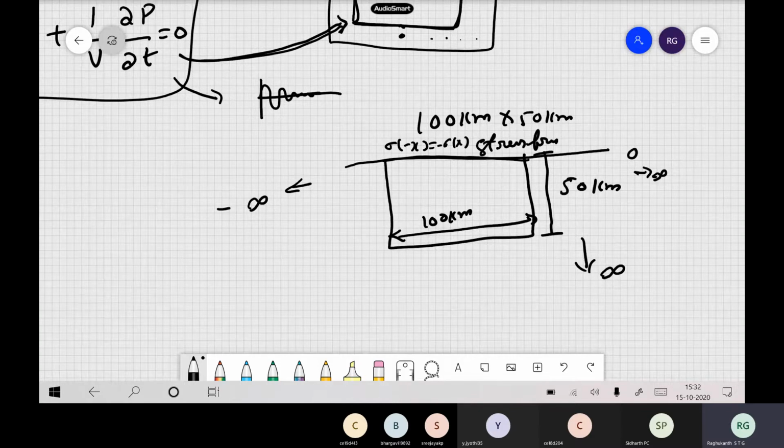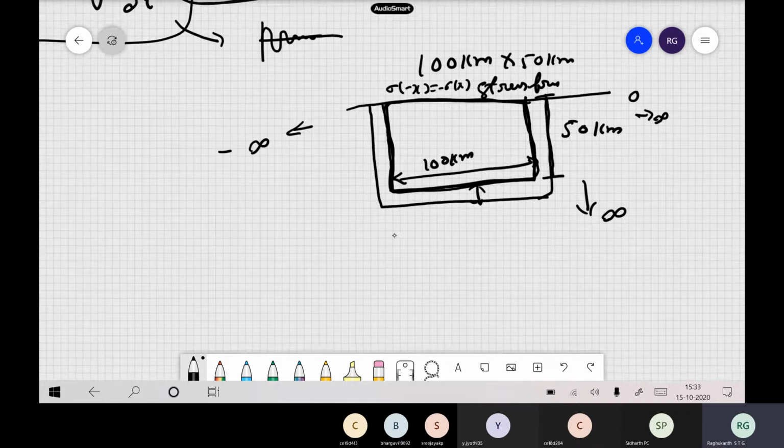Now, at the surface I have the boundary condition. At these sides, what should I do? What we generally do is you increase by some 10 kilometers or whatever, some extra. So if I want to model 100 by 50 kilometers, let us say I will model 110 by 60 or something like that. This domain I will do.